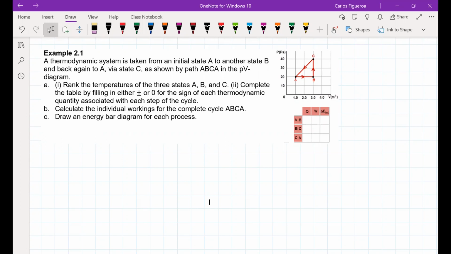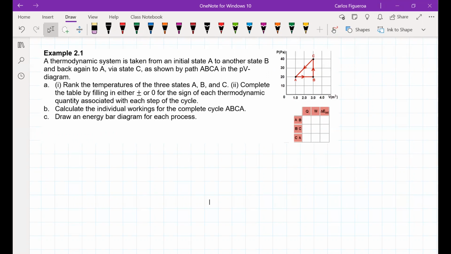Example 2.1. A thermodynamic system is taken from an initial state A to another state B and back again to A via state C, as shown by the path ABCA in the PV diagram. A. Rank the temperatures of the three states.